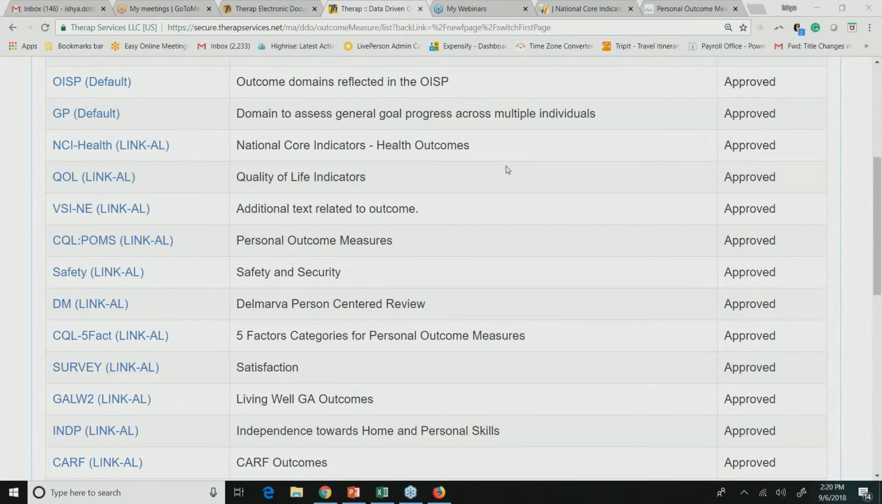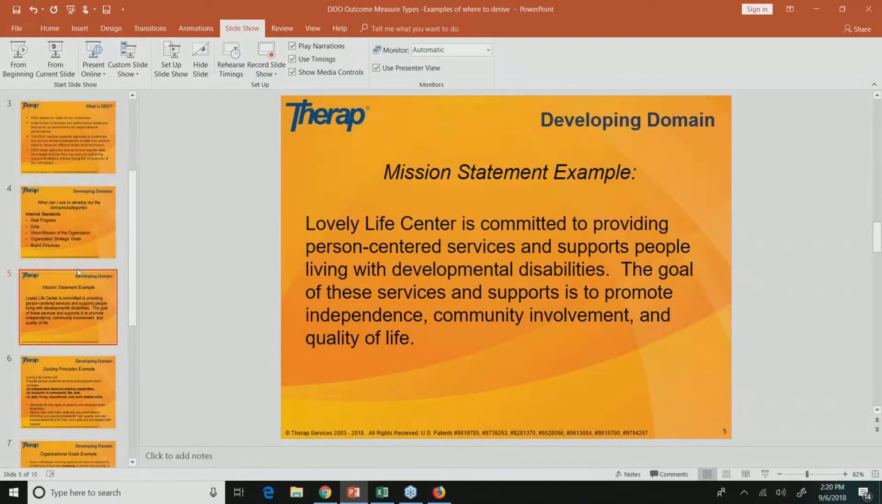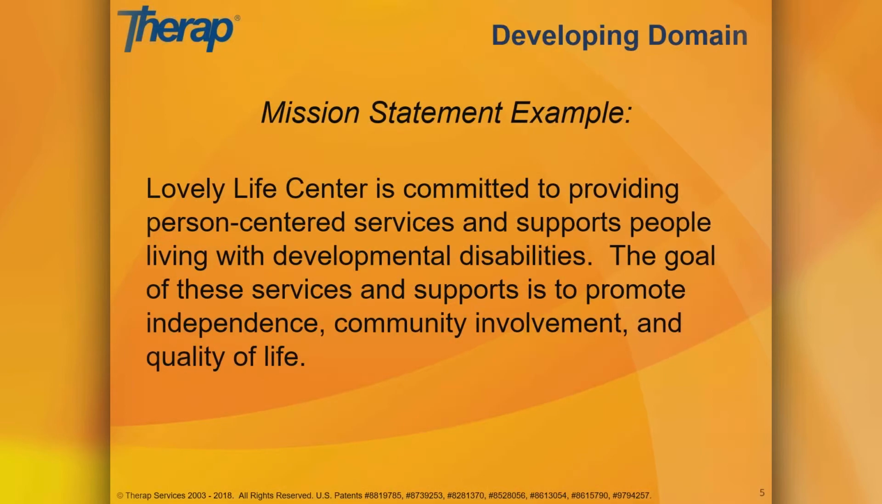Absolutely. And as we go on in the presentation, I'm actually going to show you some of those scores that we have as examples, or some of those outcome measure types. And as Jason said, we're happy to share. So just going back to the presentation for just a moment.